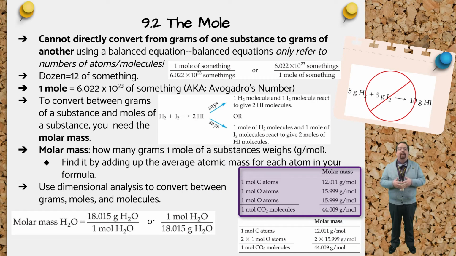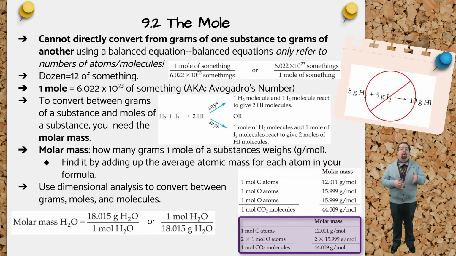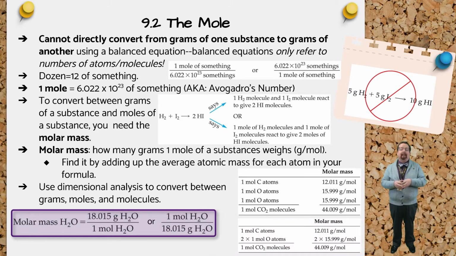So if I wanted to find the molar mass of, say, CO2, I'd add up the mass of 1 mole of carbon atoms, 1 mole of oxygen atoms, and another mole of oxygen atoms. Or, as a shortcut, I could add up the mass of 1 mole of carbon atoms and 2 times the mass of 1 mole of oxygen atoms. Either way, I end up with 44.009 grams per mole of carbon dioxide. Water has a molar mass of 18.015 grams per mole.